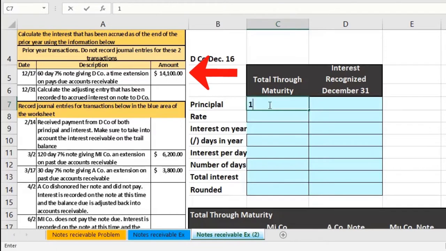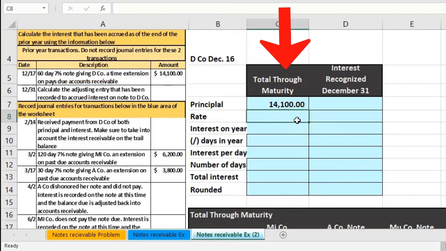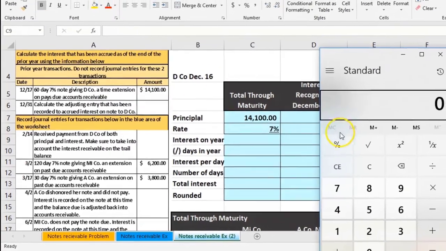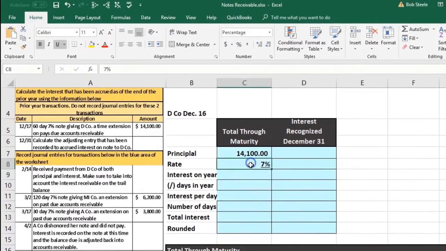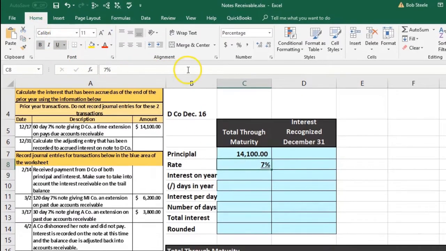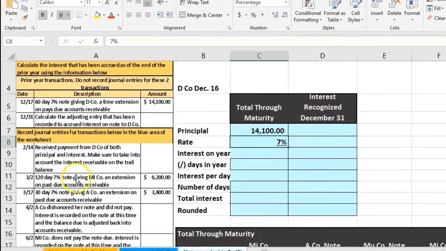We're gonna say that we had 14,100 principal, 7% interest. Because it's formatted here already, I can just type 7, gives us 7%. If we were to use a trusty calculator, I would typically say 14,100 times 0.07, which makes it 7%. That gives 987. That percentage, by the way, is in the Home tab in the Numbers group, Percentage.